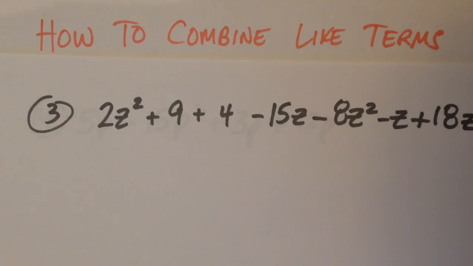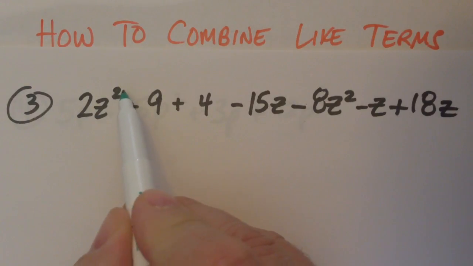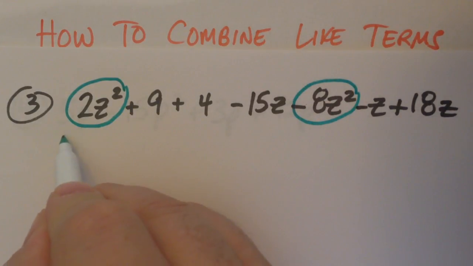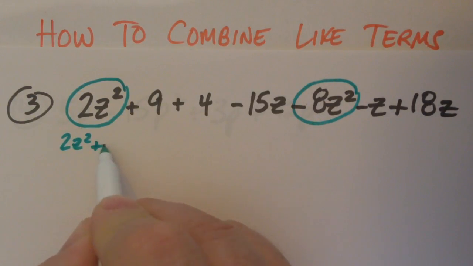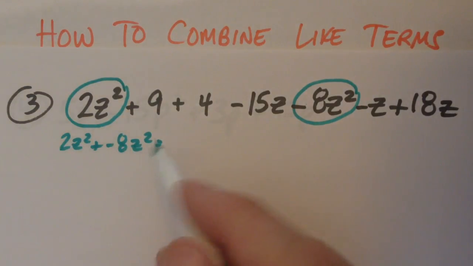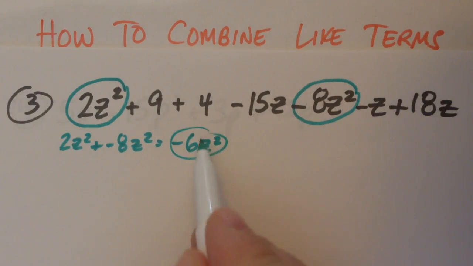Here's a much more complicated one. So this one, we have 2z squared plus 9 plus 4 minus 15z minus 8z squared minus z plus 18z. I'm going to pick the z squared terms first. So here's 2z squared and minus 8z squared. So I'm going to say 2z squared plus negative 8z squared. 2 plus negative 8 is going to be equal to negative 6z squared. I'm going to hold that off to the side for a second.